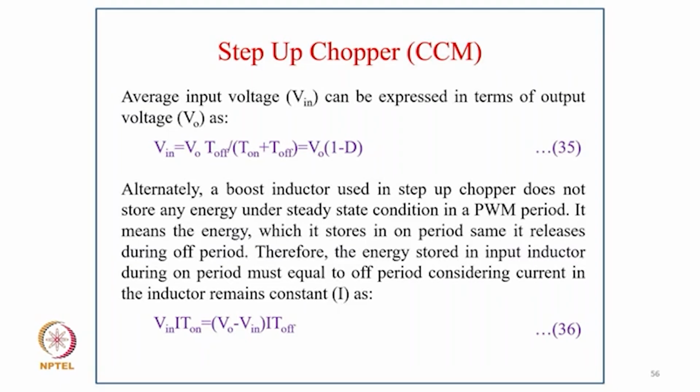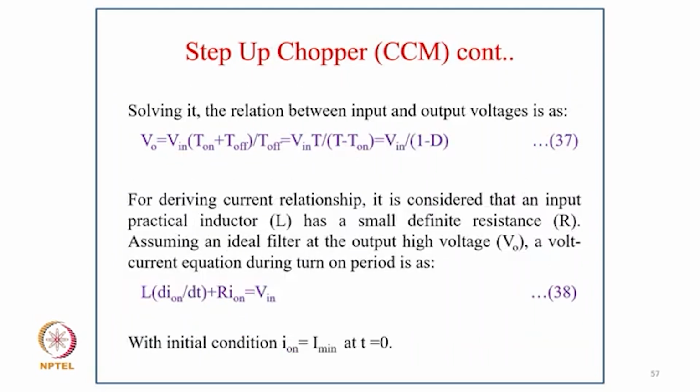So Vin I0 T on equals VO minus Vin into I0 T off. Solving it, the relation between input and output voltage is V0 equals Vin in bracket T on plus T off divided by T off, or equal to Vin T upon T minus T on, or equal to Vin divided by 1 minus D. So for deriving the current relationship, it is considered that a practical input inductor has a small definite resistance.